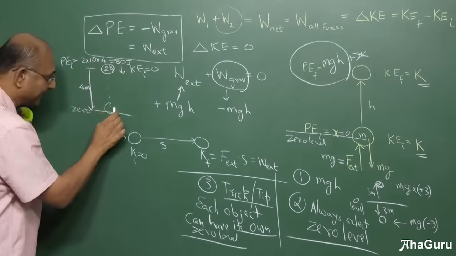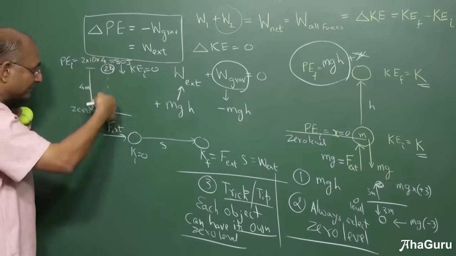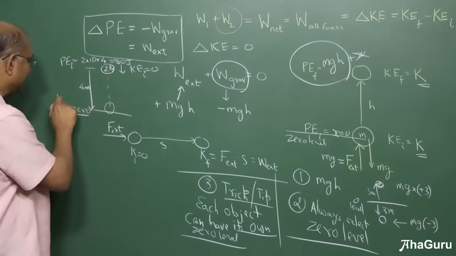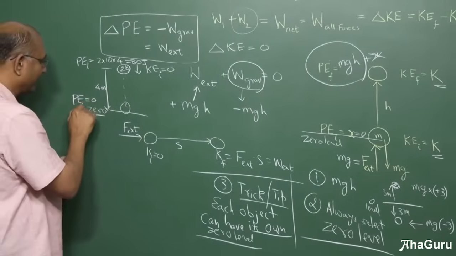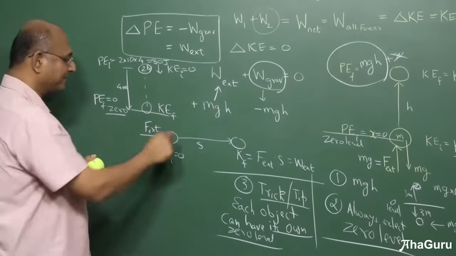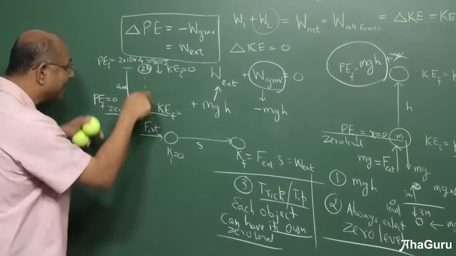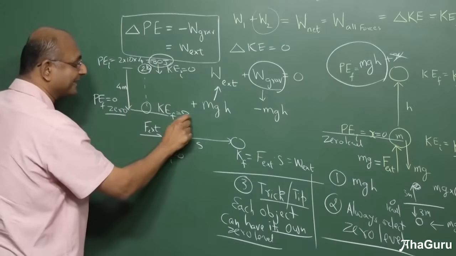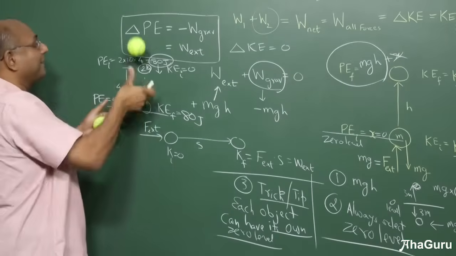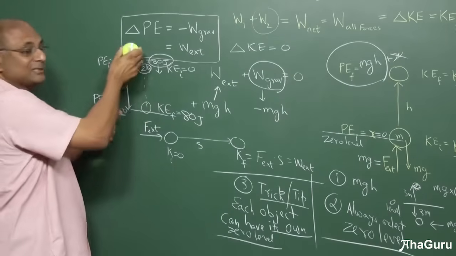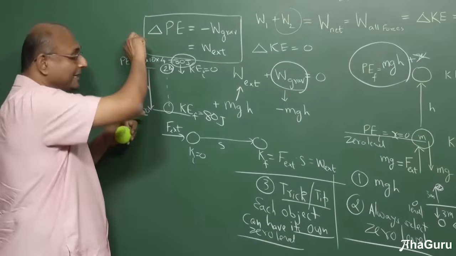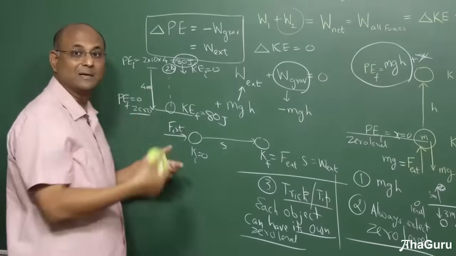When this fellow comes here, its potential energy has become 0, because height above zero level is 0. But it gets a kinetic energy. We will study this more carefully. But how much kinetic energy does it get? It will get exactly this kinetic energy. If I had given it kinetic energy in the beginning and it went up and it came back, when it went up and stopped, kinetic energy became 0. But whatever kinetic energy started with became potential energy, and whatever potential energy it now has became kinetic energy.